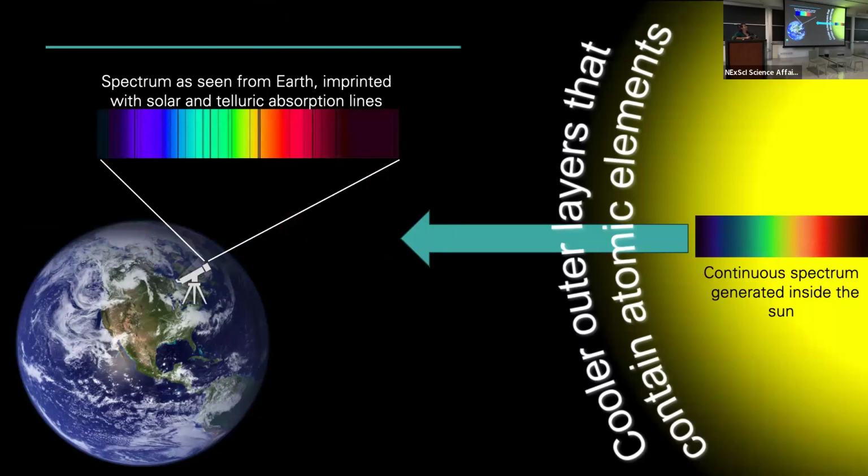We get lines both from the atmosphere of the star and from the atmosphere of the Earth as the light comes through to our ground-based instruments. Those are called telluric absorption features. And so by the time it gets to us, we have this very nice chemical fingerprint of the star.